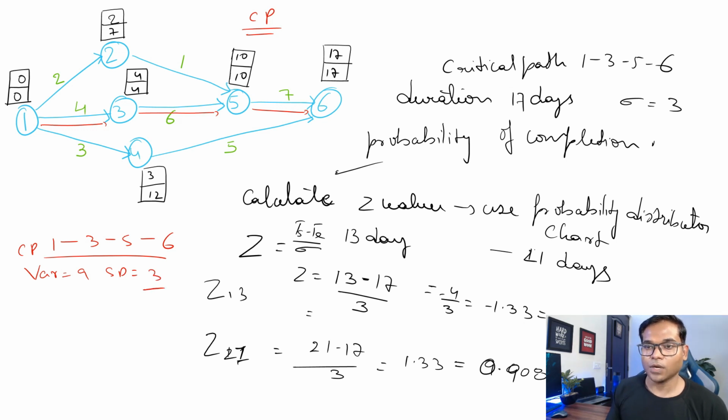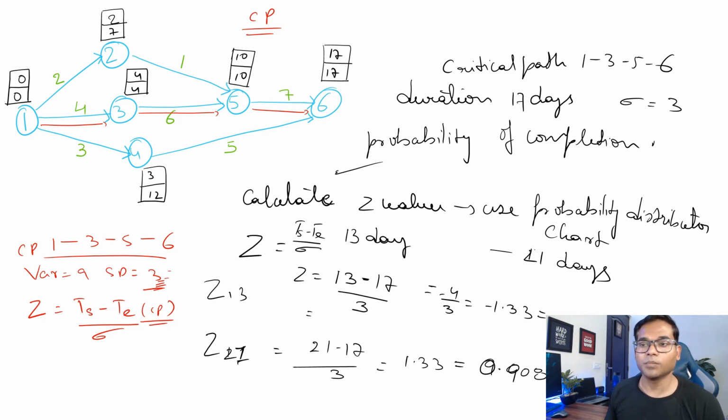Okay, so now utilizing the standard deviation, we can calculate our z value. The z value formula is simply Ts minus Te, where Te is the estimated duration as per your critical path, what is the path duration which you are getting, and then divide by your standard deviation, which is basically 3, which we have calculated from our PERT technique.